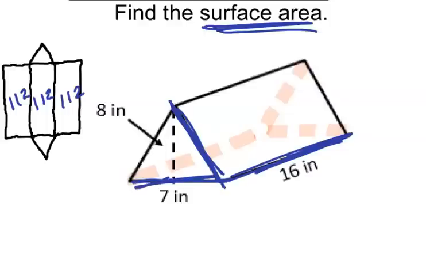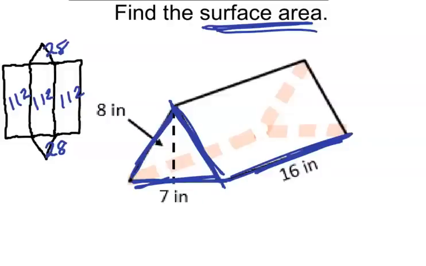The triangle is 7 times 8, right? So 7 times 8 is 56. But we're going to have to divide that by 2, and that gives us 28. So this is 28, and that triangle on the other side is 28. So we're just going to add them all up.